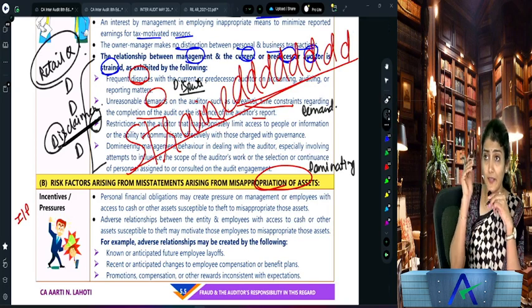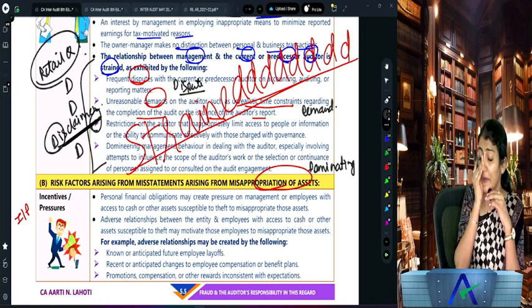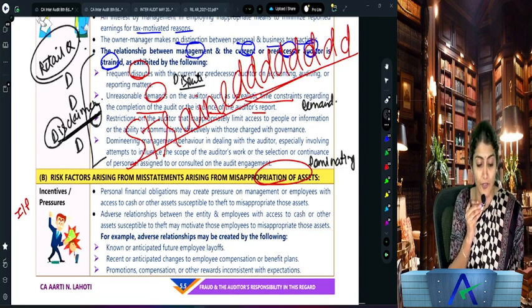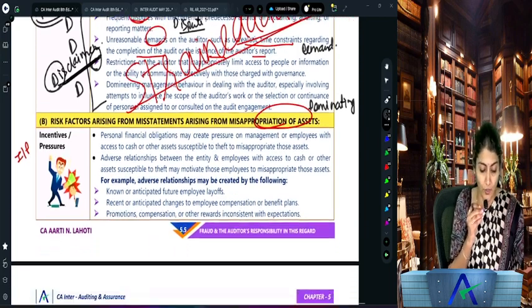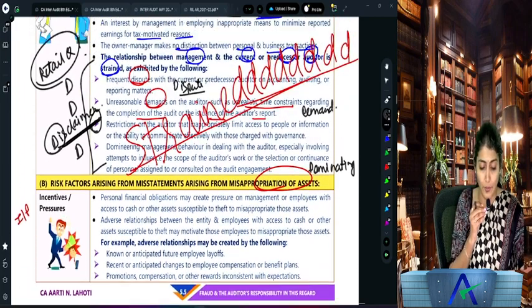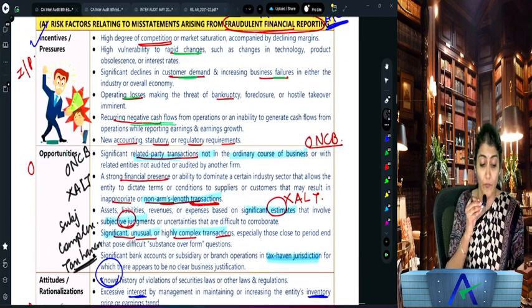There are frequent disputes. There is unreasonable demand. There is dominating management behavior, and there are restrictions which might lead the auditor to issue a disclaimer of opinion. Are you understanding that? What is 1, 2, 3?